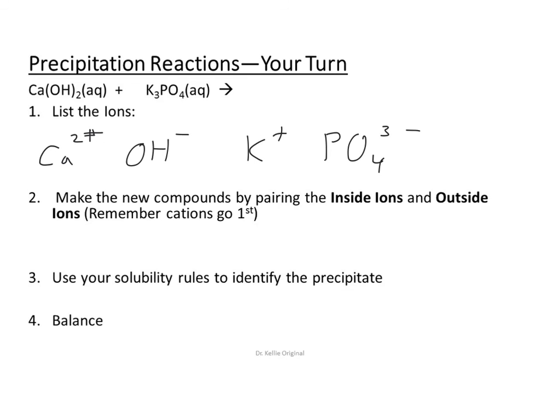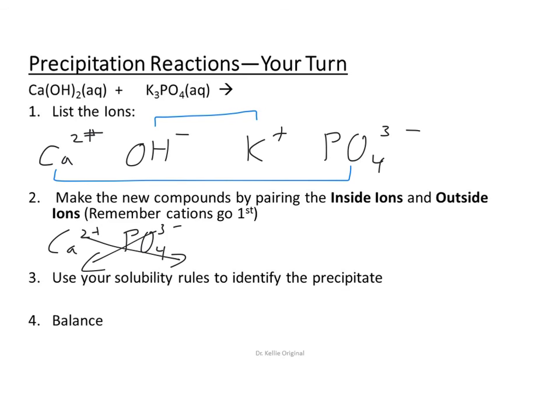We're going to make our new compounds. Outside, inside. Here our ratio is a little bit difficult. We've got calcium 2 plus, phosphate 3 negative. We crisscross applesauce to make our compounds. And we wind up with calcium 3, phosphate 2 to get those charges to cancel. +1 for the potassium, +1, -1 for the hydroxide. So it's a 1-to-1 ratio there.